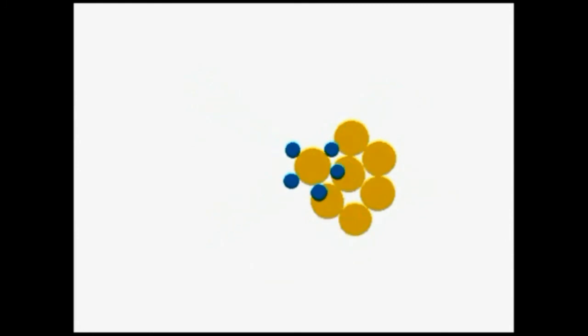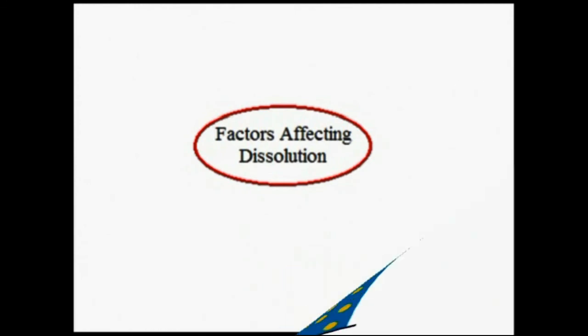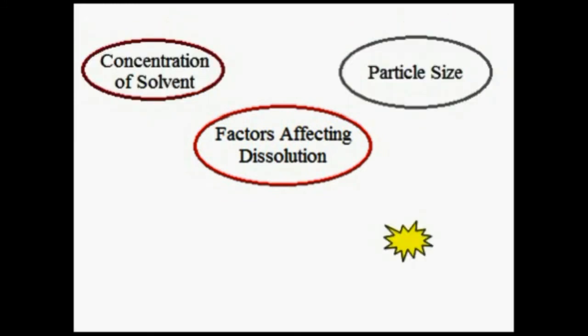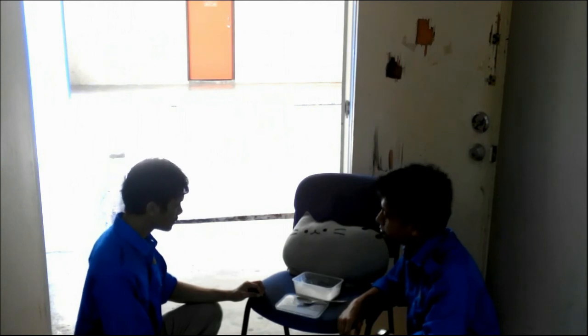that were once clumped together, and the weak bonds between them are broken, and these lactose molecules are released into solution. This phenomenon occurs because water is more polar than lactose. There are 4 factors affecting dissolution, which are concentration of solvent, particle size, agitation, and temperature. So that's how it works.